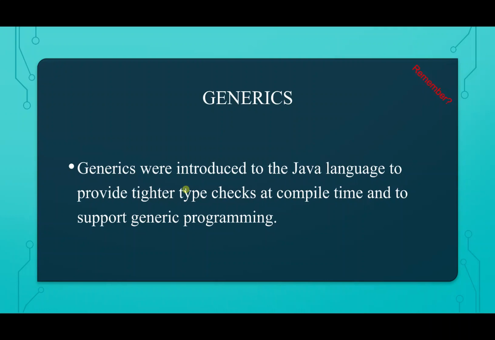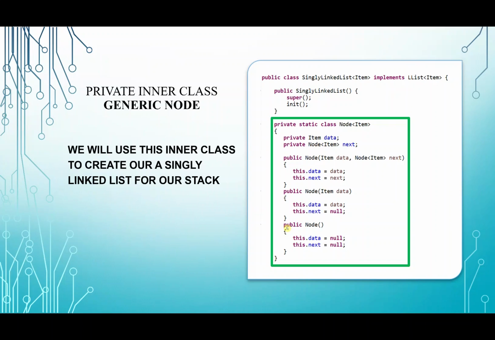So remember generics. Generics were introduced to the Java language to provide tighter type checks at compile time and to support generic programming. And we talked about generic programming before. So we are going to use generic code, and this is a generic node. Here is a singly linked list that uses generics, as it stores anything. It could be storing integers or students, teachers, anything, any object. And we are going to implement LL list. So we provide implementation for all the methods we have in this interface.